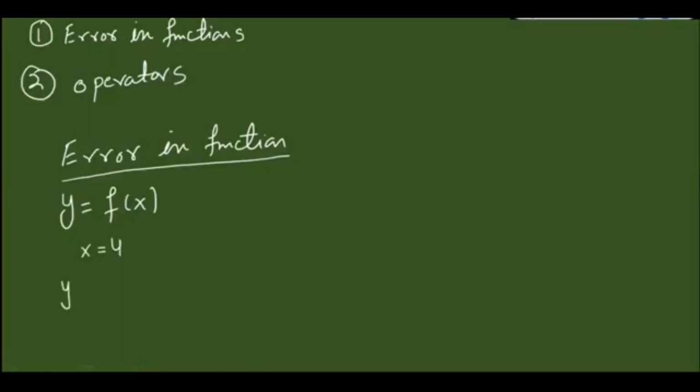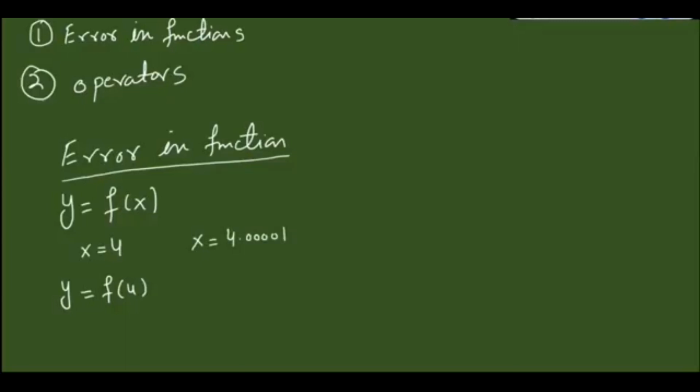I just need to replace x by a value of 4, so I will get a certain answer. The value of the function at x equal to 4 is f of 4. That's the correct answer, that is the true value, the exact value. But let's say I know the function, but instead of evaluating at x equal to 4, due to some reason, I made some error in the calculation.